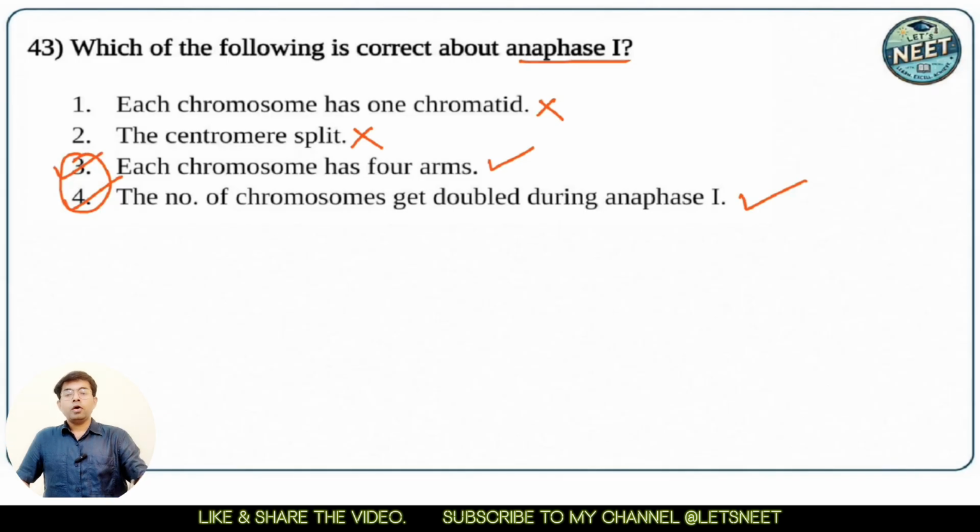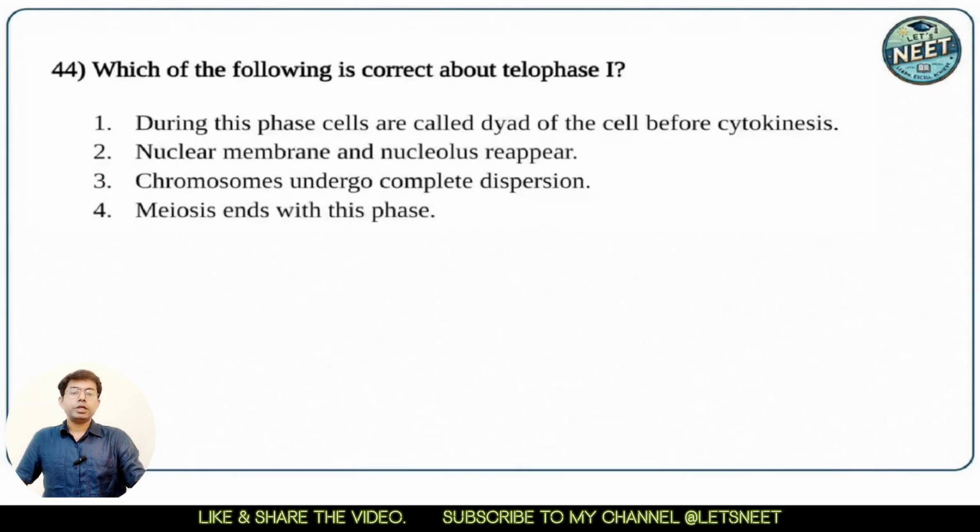Next question. Which of the following is correct about telophase 1? During telophase 1, during this phase, cells are called dyad of cell before cytokinesis. See, not before cytokinesis, it is after cytokinesis. It is called dyad of cell.